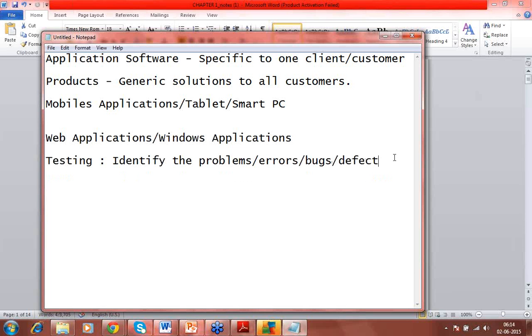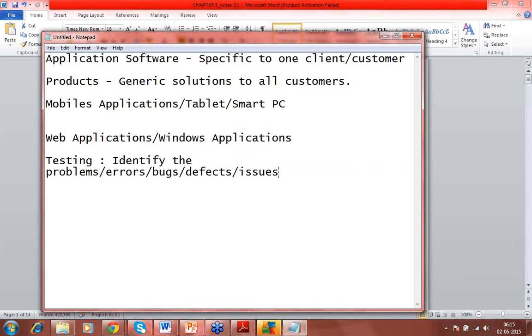What are the differences in all of them? Somebody might say defects, somebody might say issues. Yeah, there are different terminologies people will use. Identify the problems, errors, bugs, defects, issues. Any other things? Faults. Okay, somebody is saying faults in the software. So identifying the problems or errors or bugs or defects or issues or faults in the software.